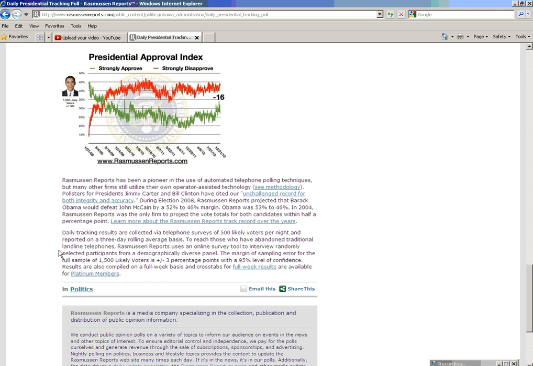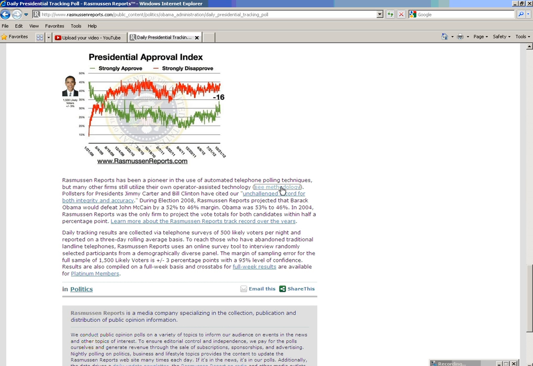Okay, this next paragraph, though, down here: daily tracking results are collected via telephone surveys of 500 likely voters per night and reported on a 3-day rolling average basis. To reach those who have abandoned traditional landline phones, Rasmussen Reports uses an online survey tool to interview randomly selected participants from a demographically diverse panel. Margin of sampling error for the full sample of 1,500 likely voters is plus or minus 3 percentage points with a 95% level of confidence, which we will get to later on.